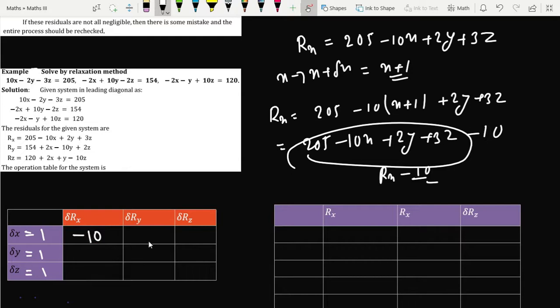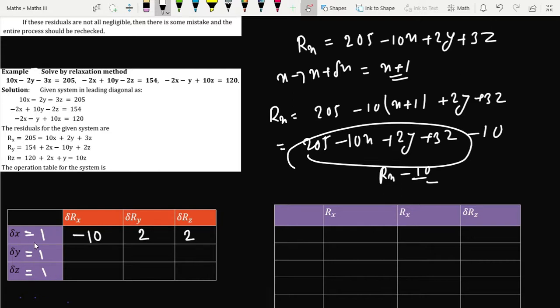Okay. Similarly, for the second equation we get plus 2, because the 2 comes in that place, and for the third equation we get again plus 2. One simple method of obtaining the operation table is that we initially put delta x equal to 1, delta y equal to 1, delta z equal to 1.